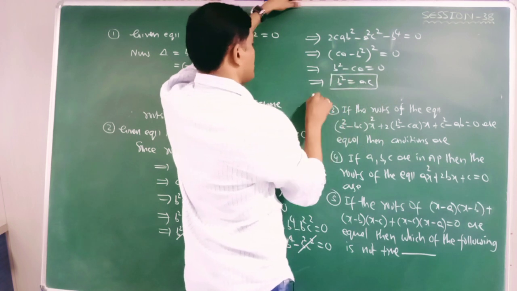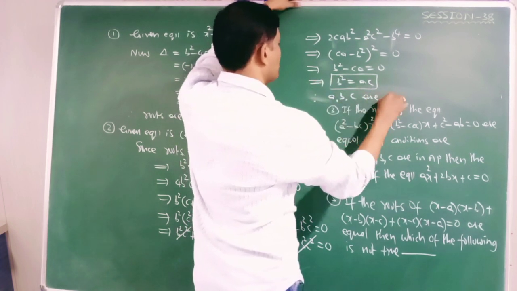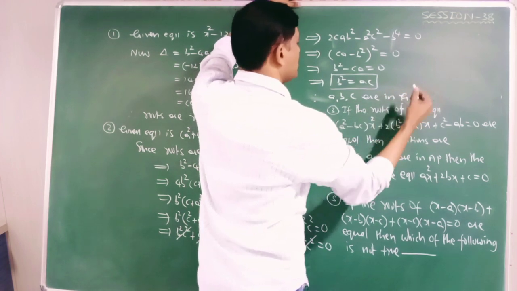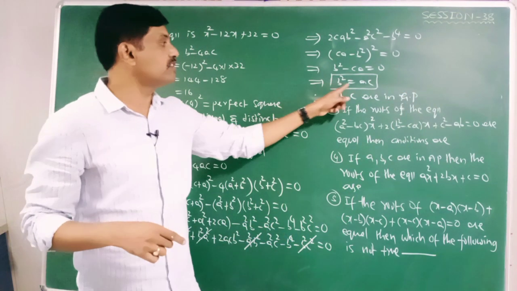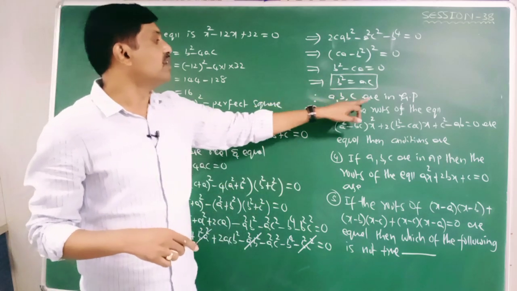In this case, therefore, clearly a, b, c are in GP. Second square is equal to first into last, so in this case a, b, c are in GP.